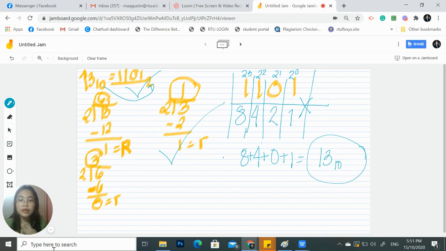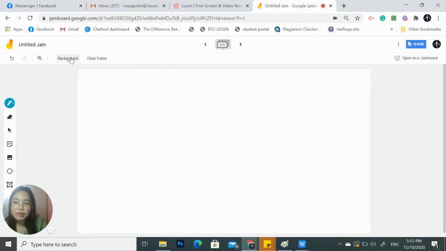So the first one is decimal to binary, and the process of checking is from binary to decimal. Okay, so let's have another example.